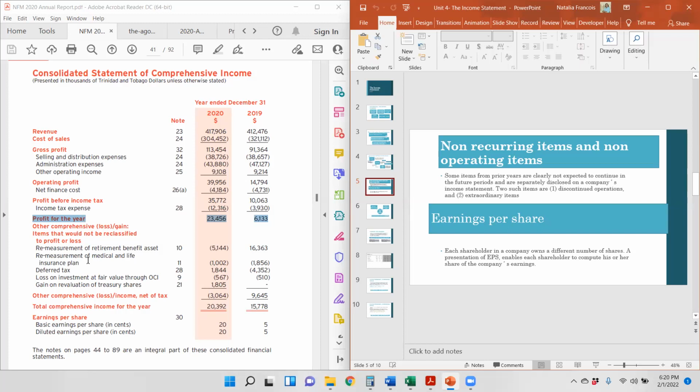But why, as analysts, do we not use them in our analysis? Why would I be interested in 23,456 as opposed to 20,393? Shouldn't that be the profit for the year? All right, let me tell you.